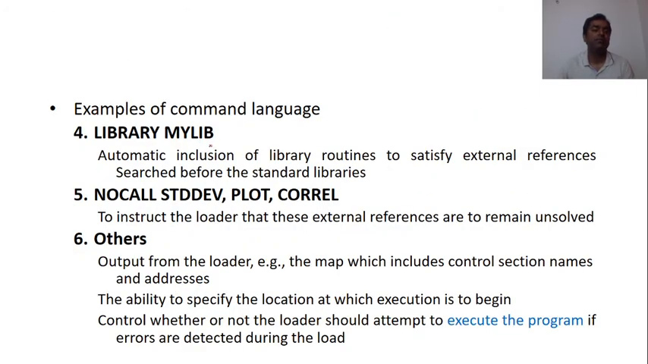Library mylib. This is automatic inclusion of library routines to satisfy external references, searched before the standard library. That means if there are some symbols mentioned in your program, like list A and NA, and you want to tell the loader to first search for list A and NA in this library mylib before searching for these symbols in the standard library to resolve the external references, for that purpose this command is used: library mylib.